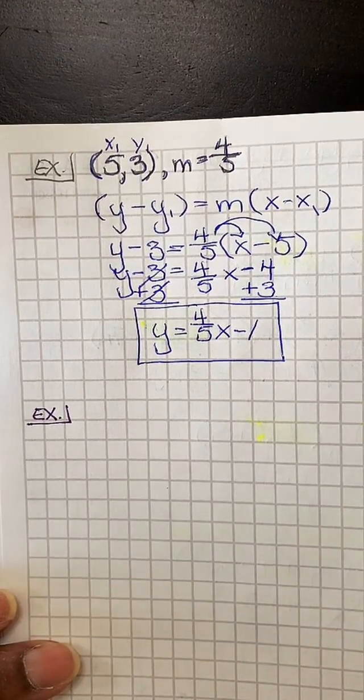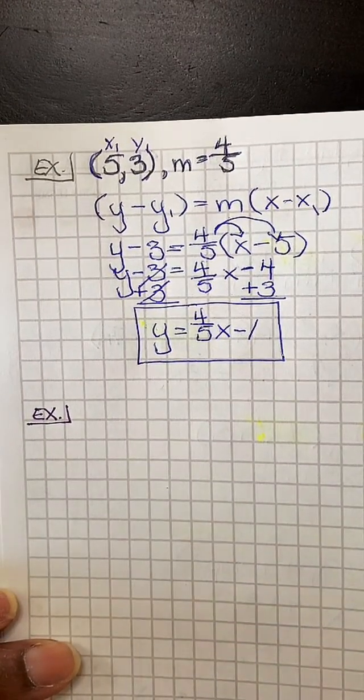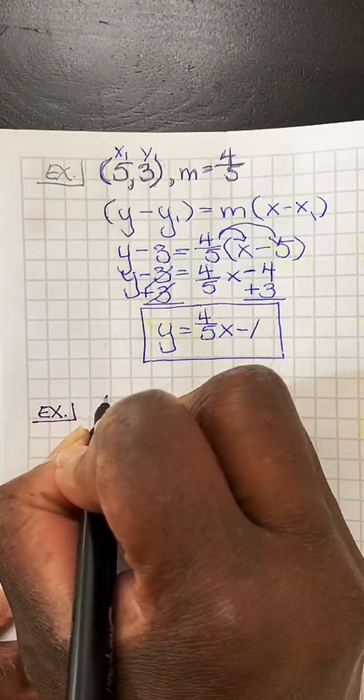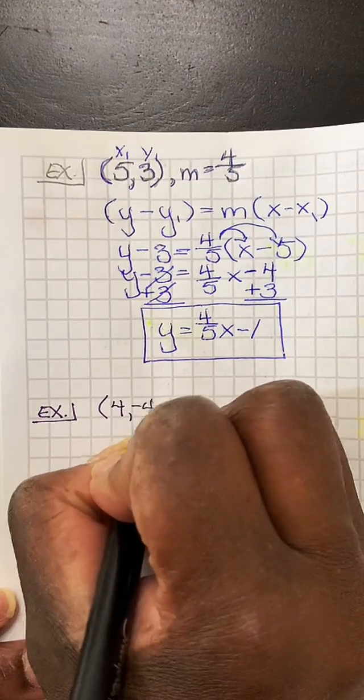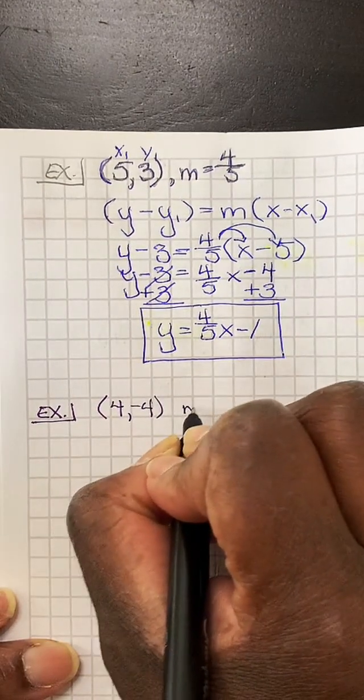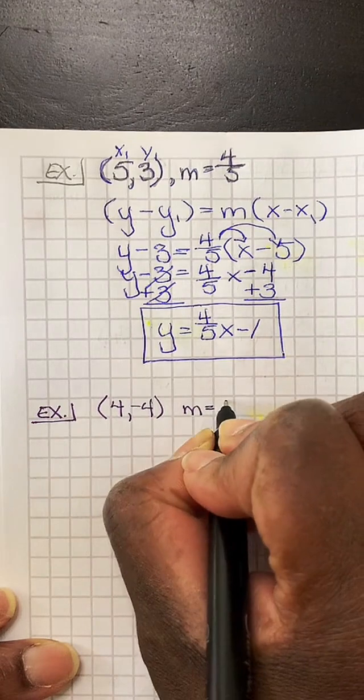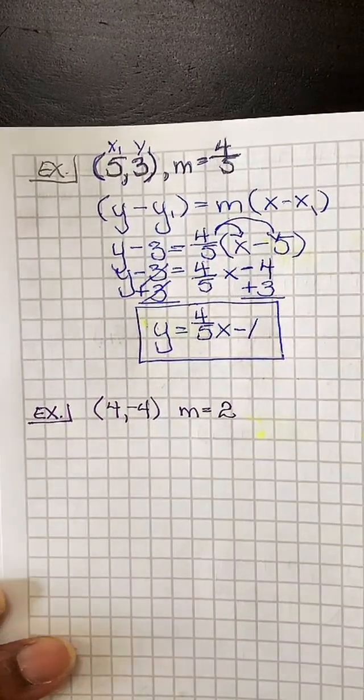All right, so let's try our point, which we got 4, -4. But this time my slope is a whole number. Let's say my slope is a whole number of 2.